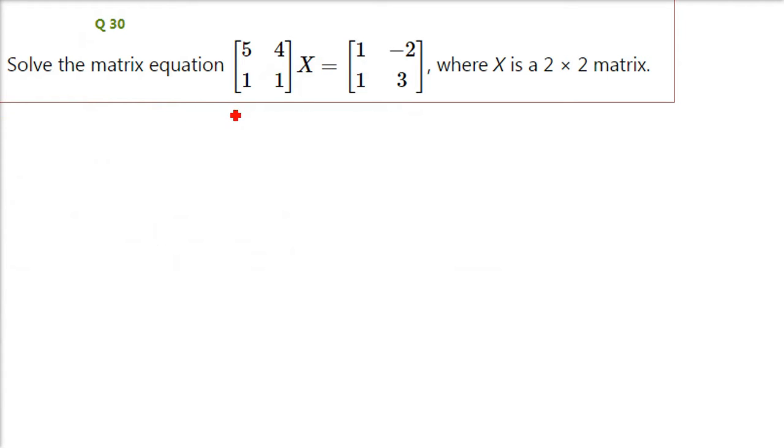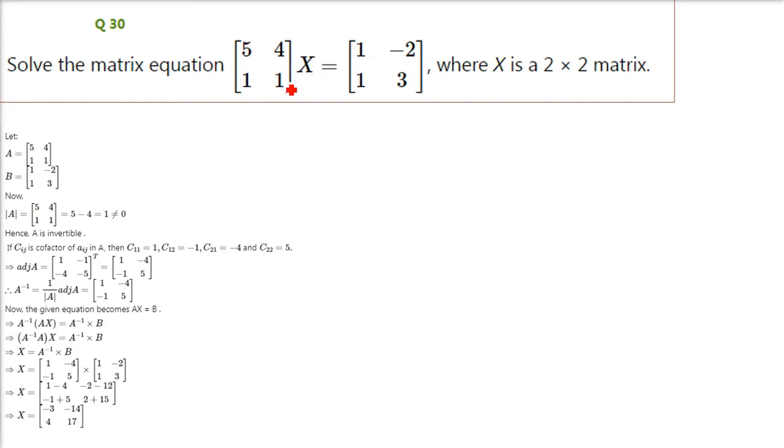Now the next one is solve the matrix equation, and these kinds of questions are coming, which we are dealing with. Many of the questions are like this, so you have to understand it very carefully. This is a 2 by 2 matrix X, and we have two matrices other than this X matrix, but we have to find out this X. So let us assume the first matrix as A, the second matrix as B.